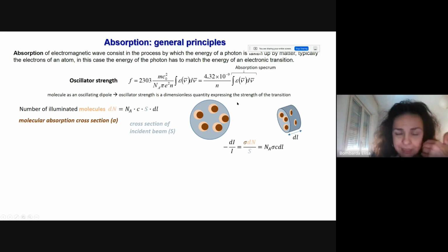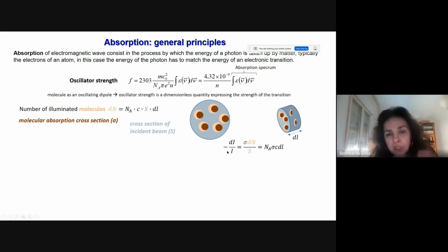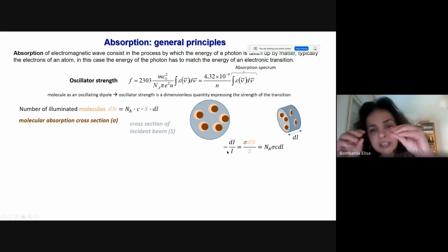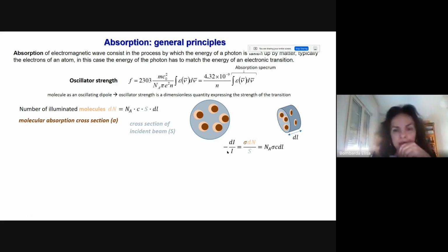Okay, now let's see how we can go to a practical use of absorption. Here I made just a model to say what happens in your sample when you illuminate it with light. In gray is the cross section of the incident beam, the beam of light with which you illuminate the sample. And in pink, you have the molecule.